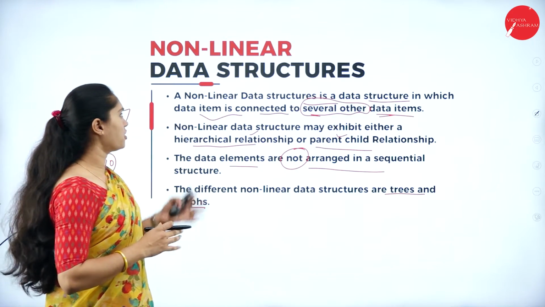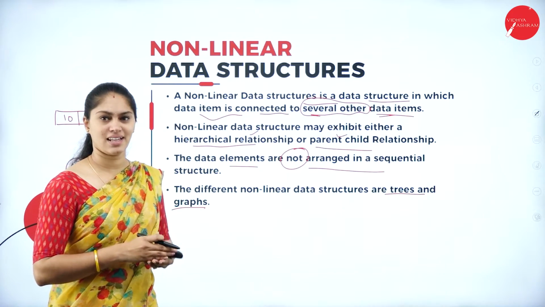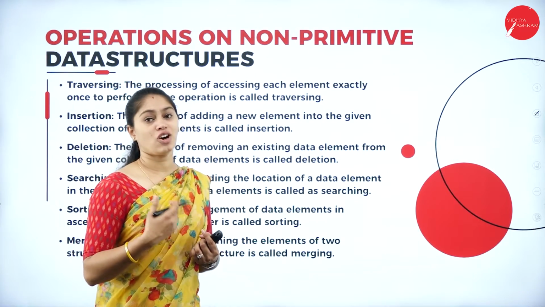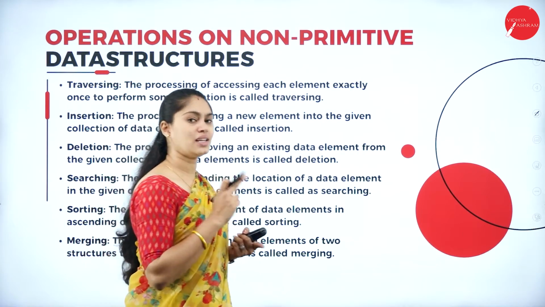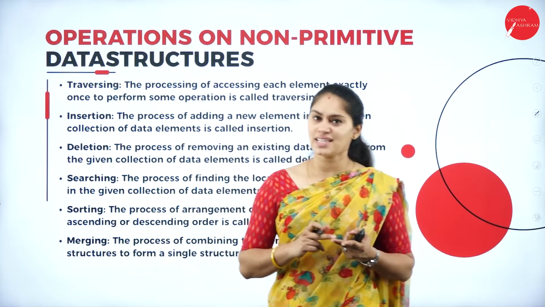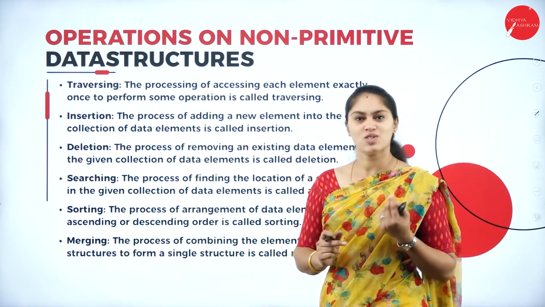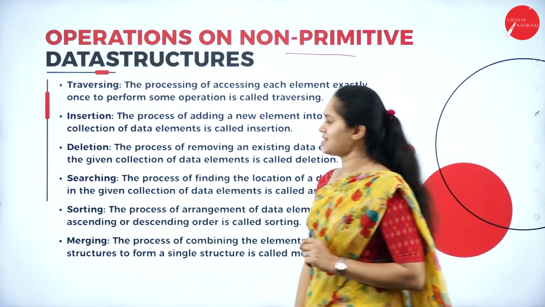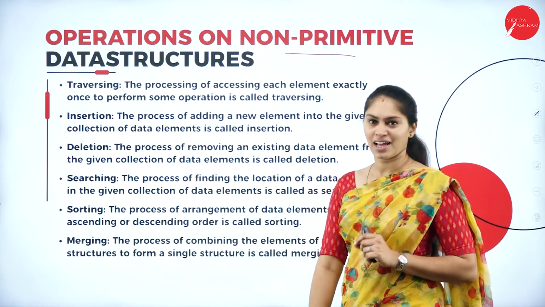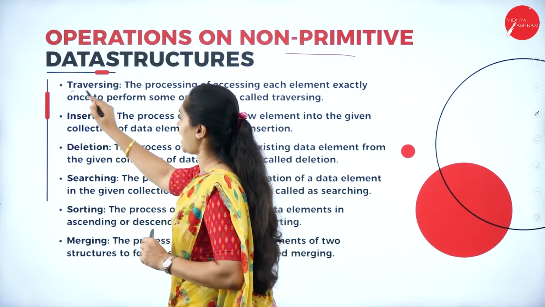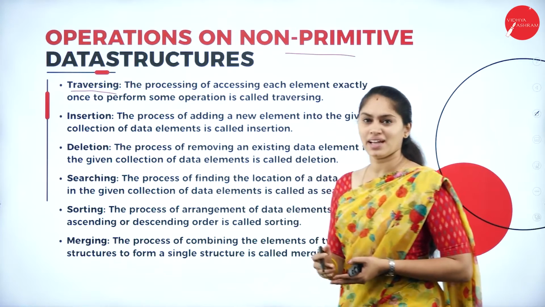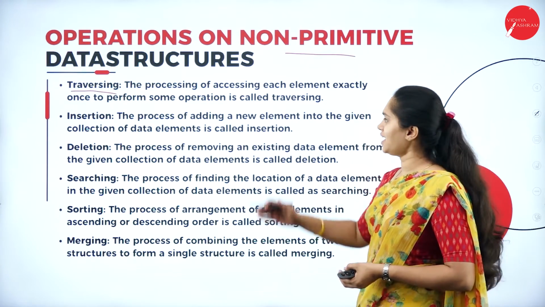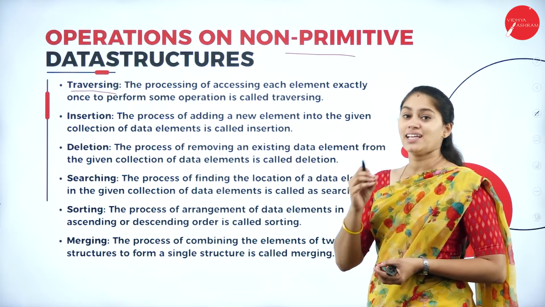Now we got to know about non-linear as well as linear. Now we'll see what operations I can perform on non-primitive data structures. In the primitive, we can create, select, update and destroy. When it comes to operations on non-primitive data structures, first we have traversing. As the name indicates, traversing means I'm visiting each node or each data element exactly once.